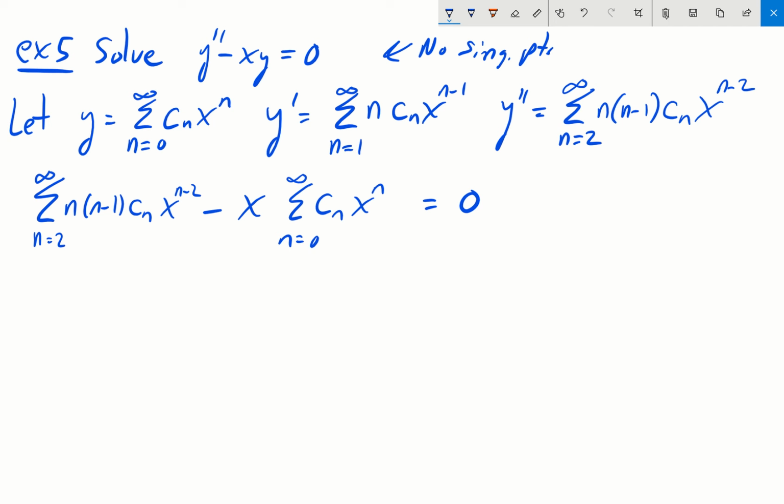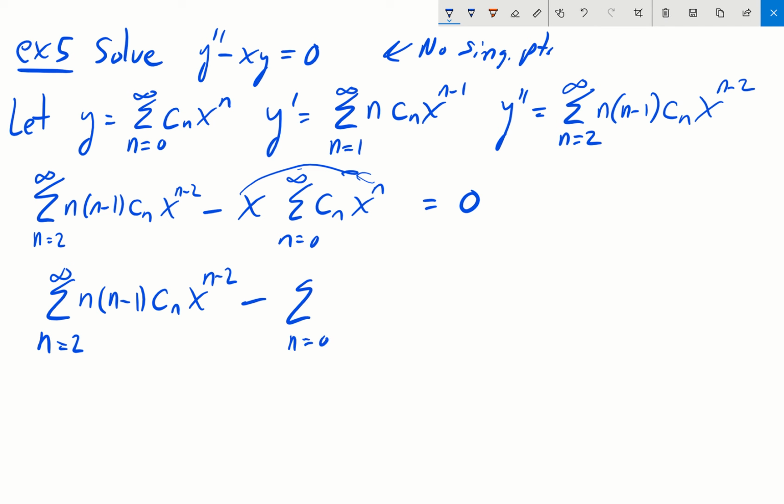And then let's bring this x into the inside. We can combine those terms, multiply them by like bases. That's going to add those exponents. So this is the sum from n equals 2 to infinity of n times n minus 1 Cn x to the n minus 2, minus the sum from n equals 0 to infinity of Cn, and now this becomes x to the n plus 1, and this whole thing is supposed to be equal to 0.